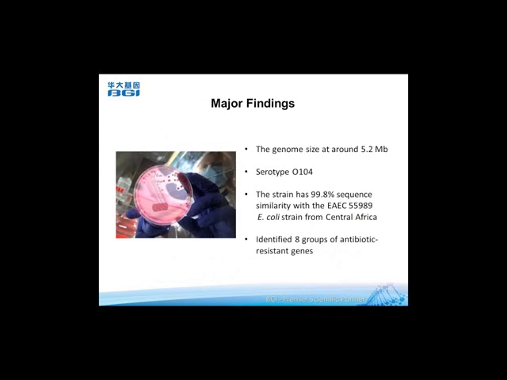And then the major finding was that the genome size was about 5.2 megabytes, and the serotype is O104, and the strain has about 99.8% sequence similarity with EAEC 55989 E. coli strain. It's from an HIV patient from Central Africa, and we also identified 8 groups of antibiotic resistance genes. And so we will look at the results.